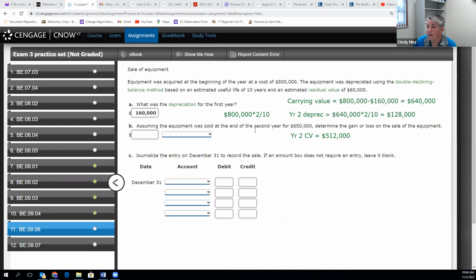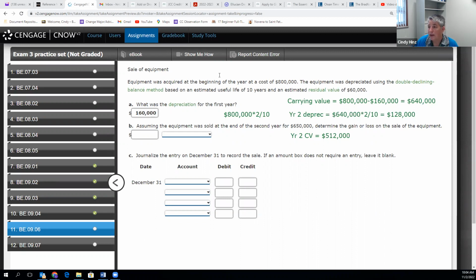So it started at $800,000. At the end of year 1, it was $640,000. At the end of year 2, it's down to $512,000. Everybody okay with those? Let me know if you're not sure where those numbers are coming from. And so as I said, that $512,000 carrying value at the end of year 2 isn't meant to represent the fair market value. We are depreciating this asset very quickly. That's what happens with double declining balance. It's an accelerated method. We front load that depreciation. We report more up front and less later on in the life of the asset.